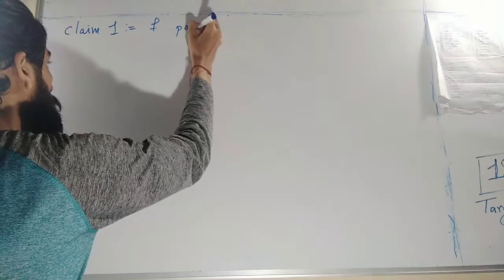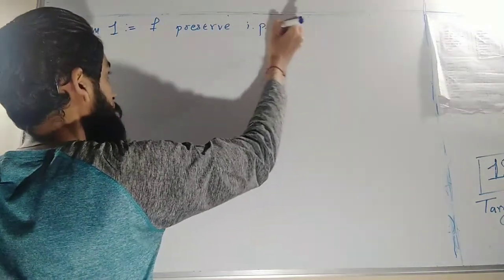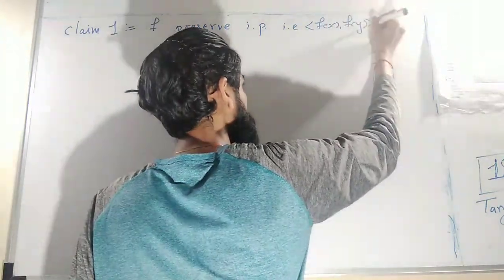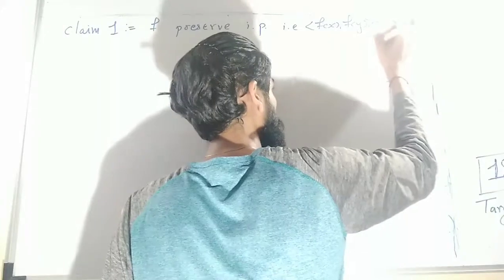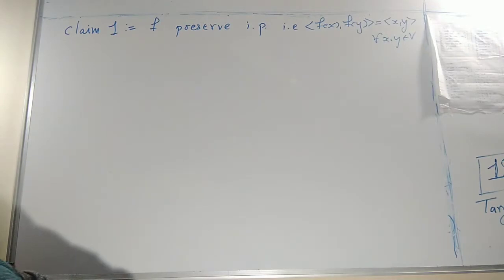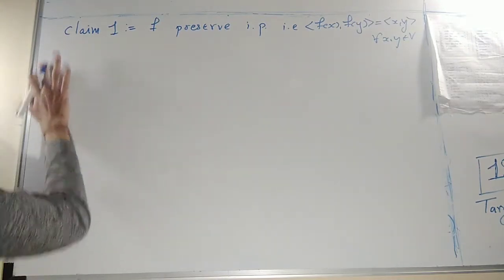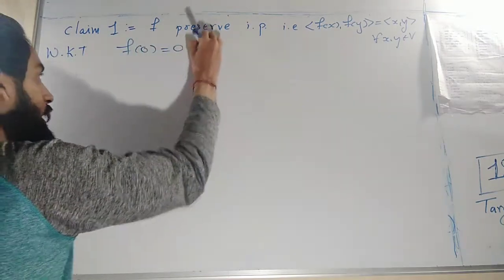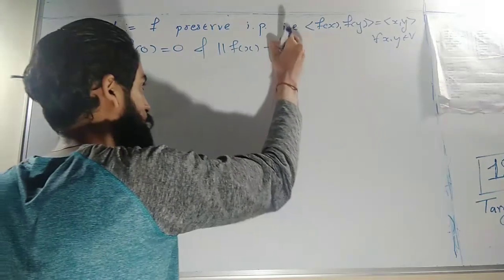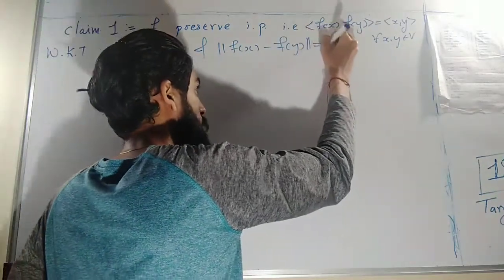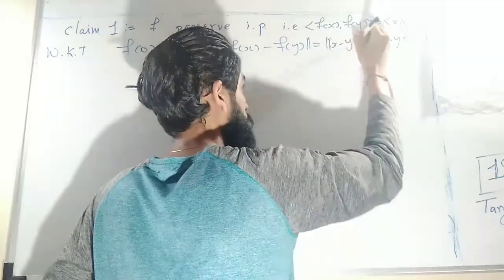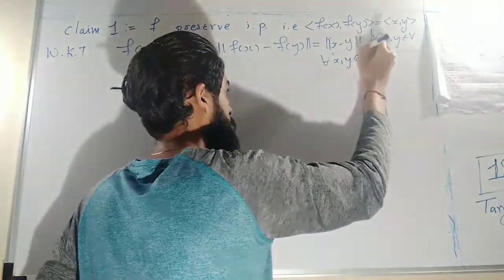So my claim 1: f preserves inner product, that is, the inner product of f of x with f of y is equal to the inner product of x, y for all x, y inside V. Okay, so they have already given us something. We know that f of 0 is equal to 0 and norm of f of x minus f of y is equal to norm of x minus y. This is true for all x, y inside V.